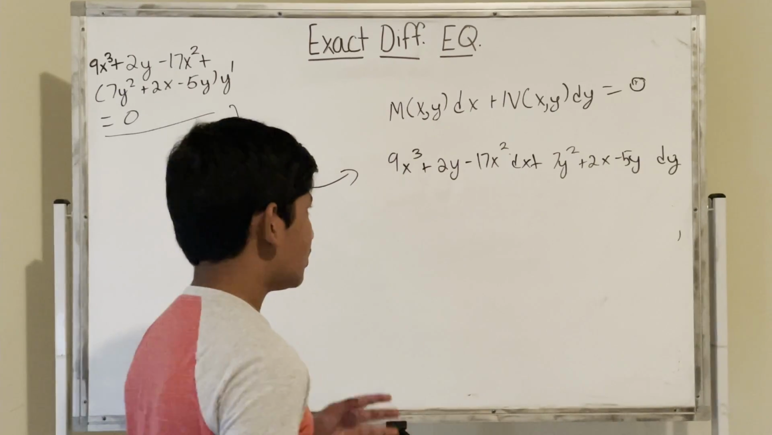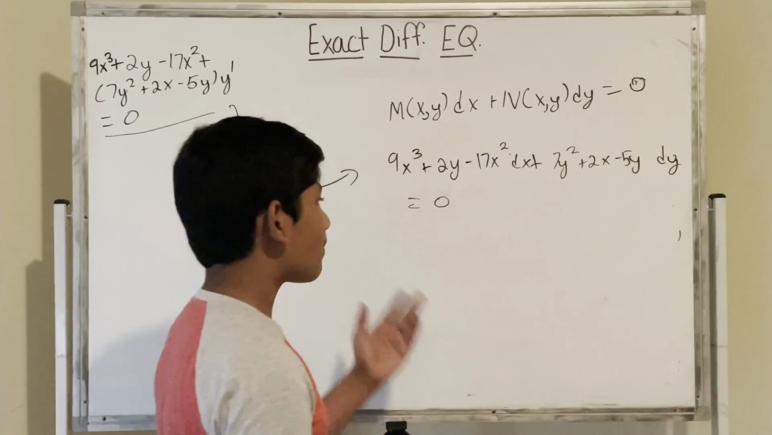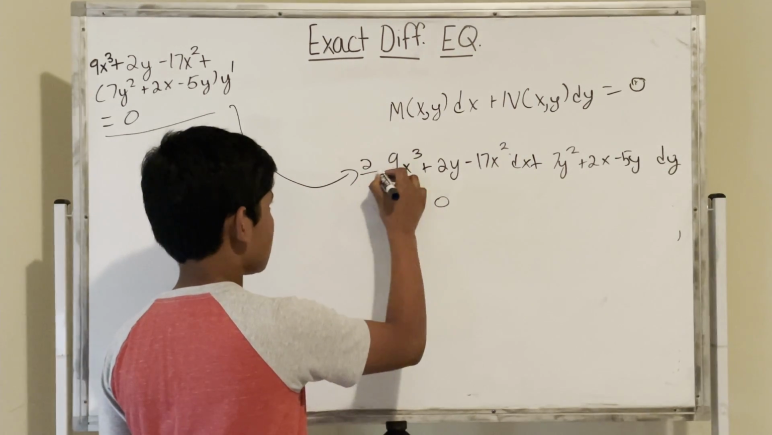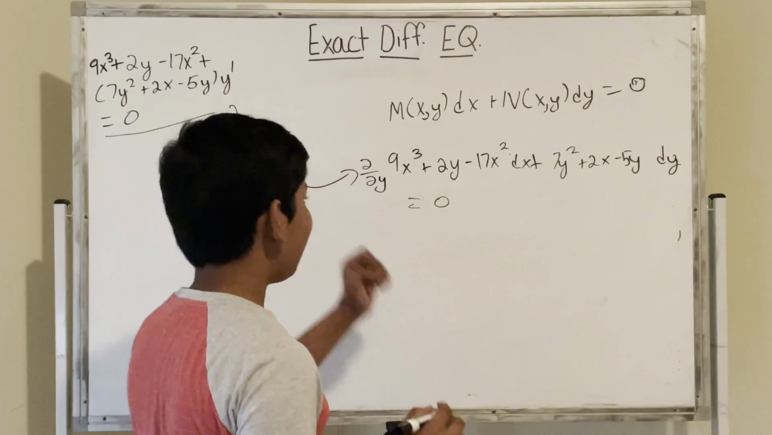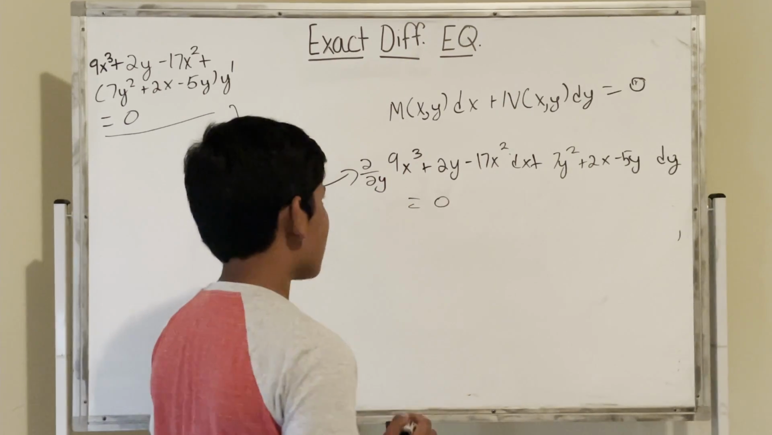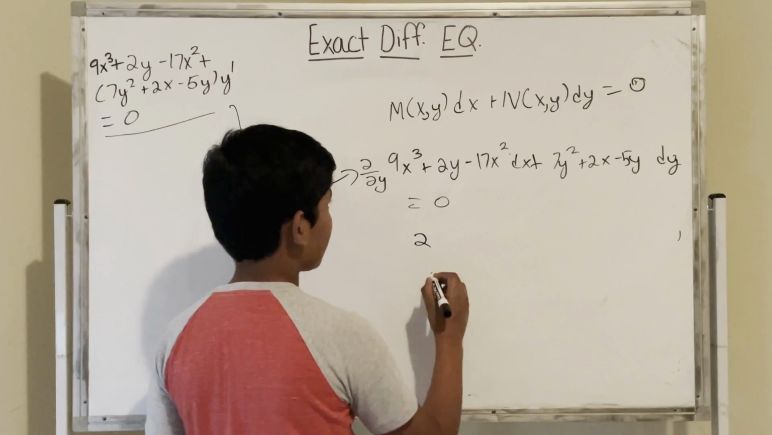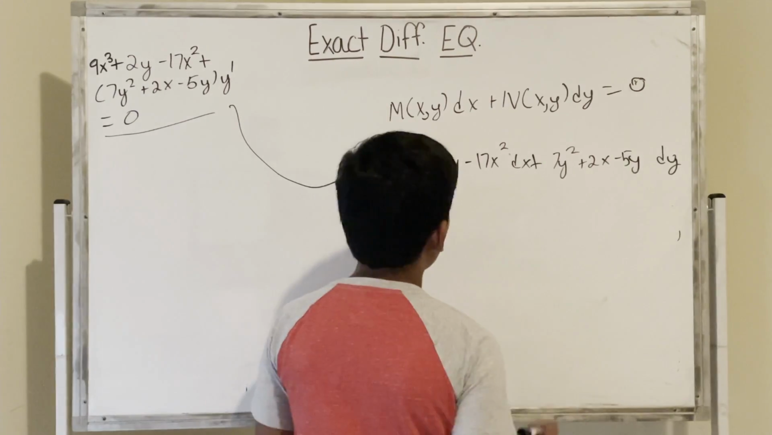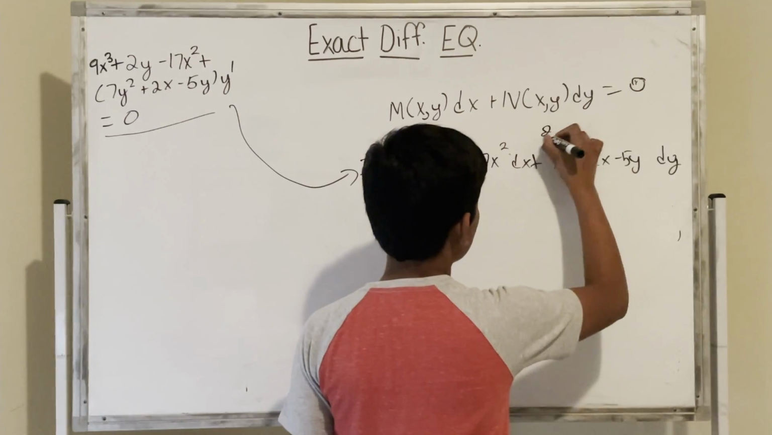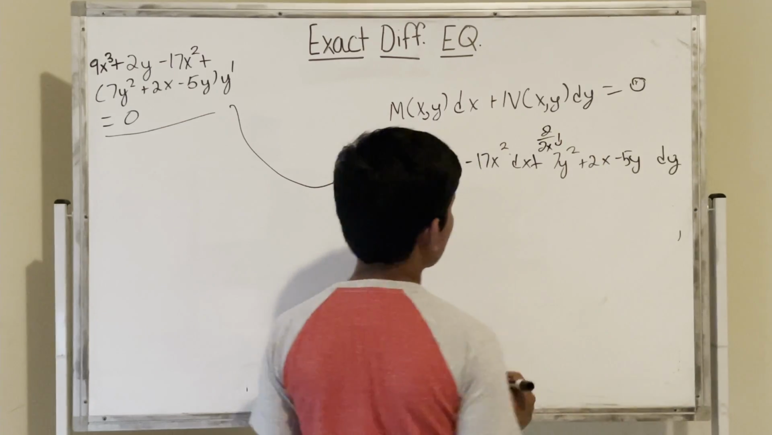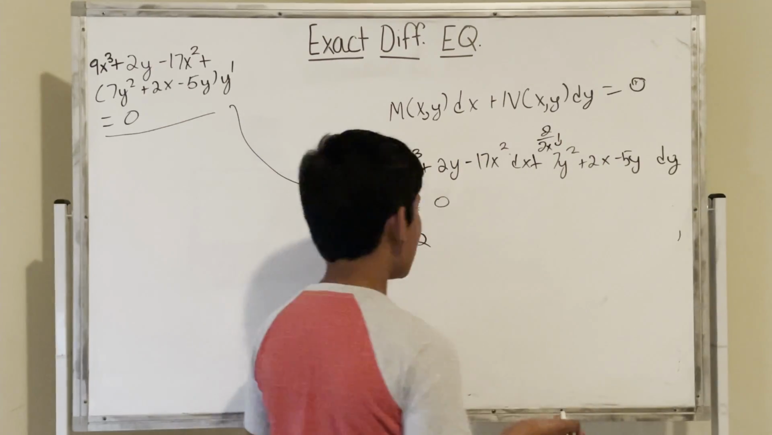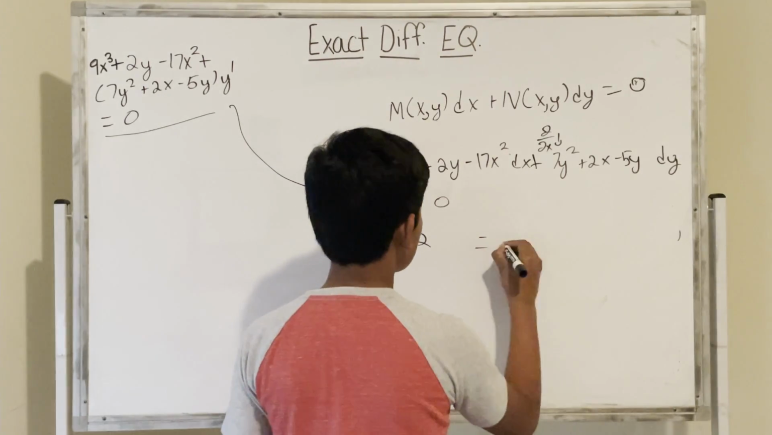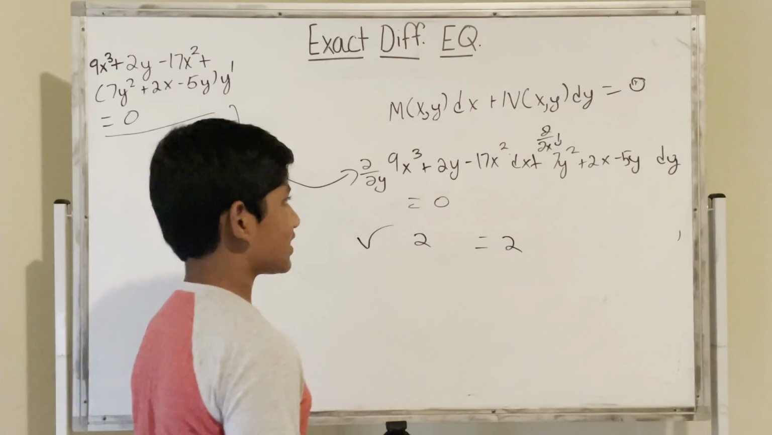So now, and remember you have to put equal to 0, we have to see if the partial derivatives are the same. So the partial derivative with respect to y of this term: 9x cubed cancels out. 2y is just going to be 2. Then minus 17x squared also cancels out. Then over here, we're going to take the partial derivative with respect to x. So 7y squared cancels out. 2x is just 2. And then minus 5y also cancels out. So 2 is equal to 2. So this is an exact differential equation.